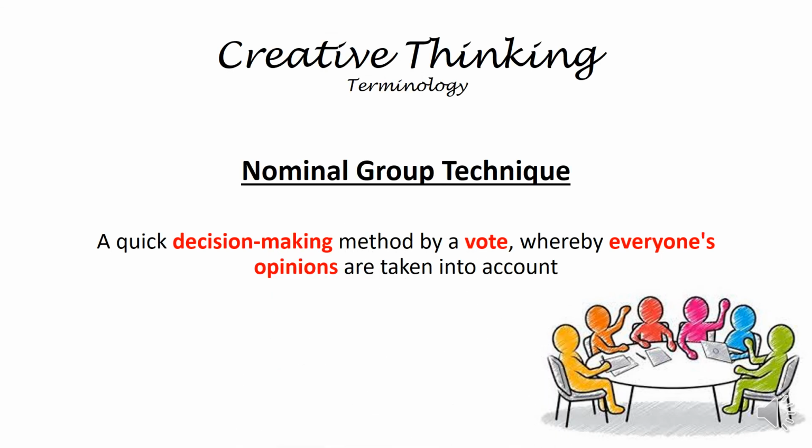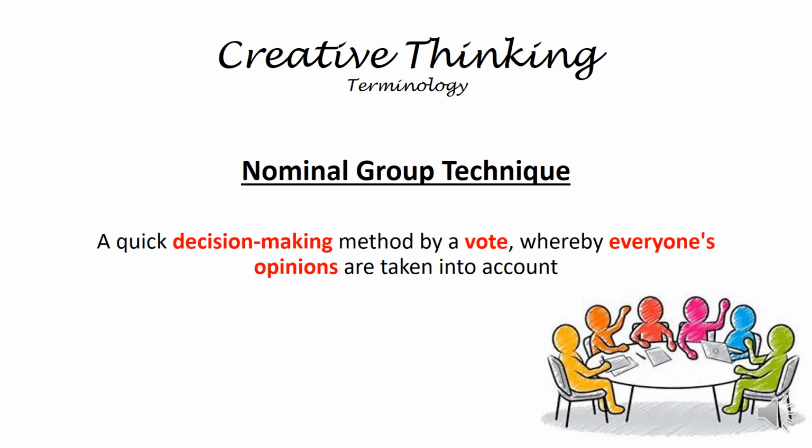The last strategy is called the nominal group technique. This is a quick decision-making method whereby a vote will be done. There are still groups, people are still divided into groups, and then there will be a democratic vote. Everybody in the group's opinion is taken into account, and obviously majority rules.